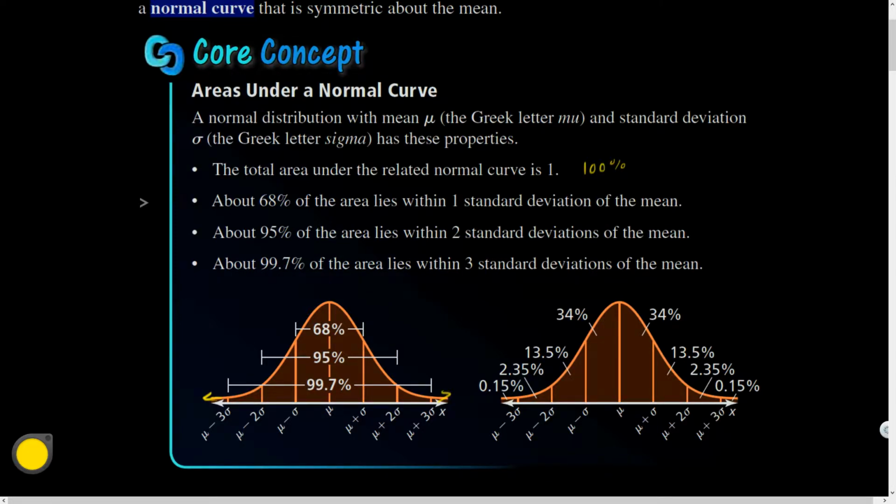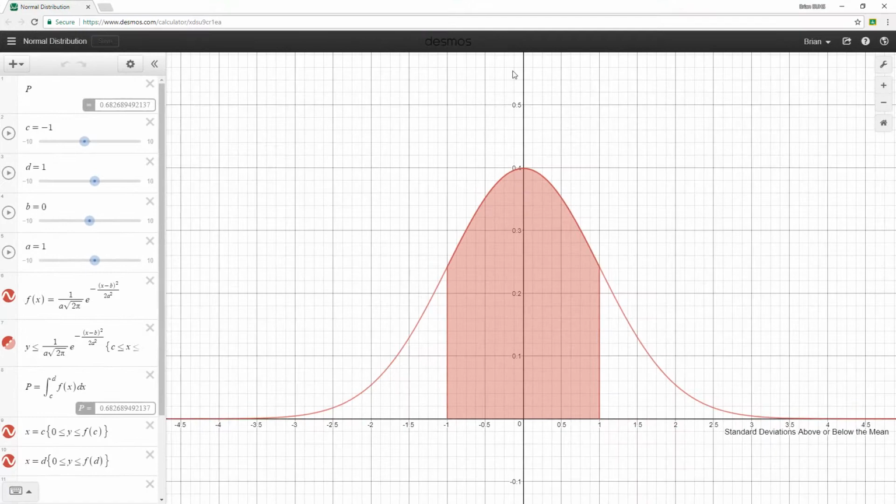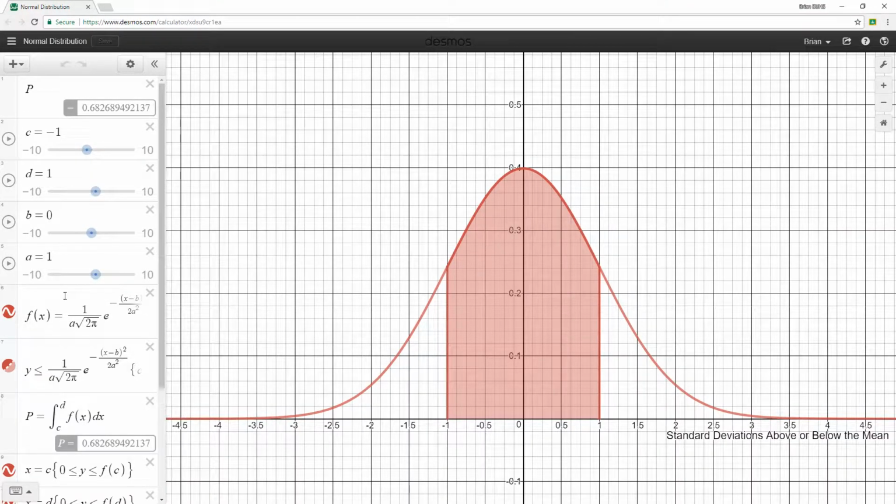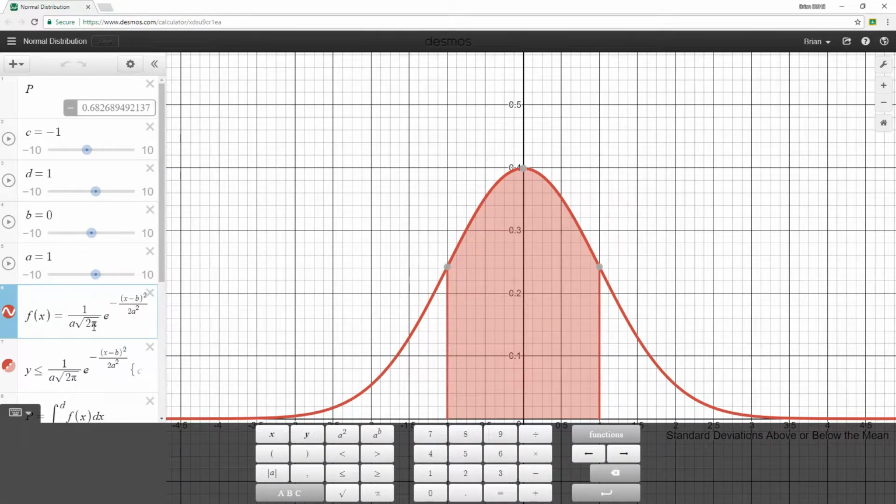Let me open this up here real quick. Set this to projector mode. Here's a little Desmos graph that I had put together at one point. So here's a normal distribution. The actual equation for it is crazy sauce. That's pretty weird looking.